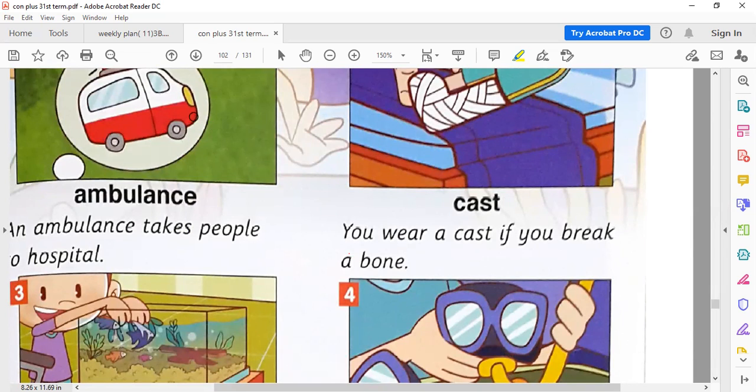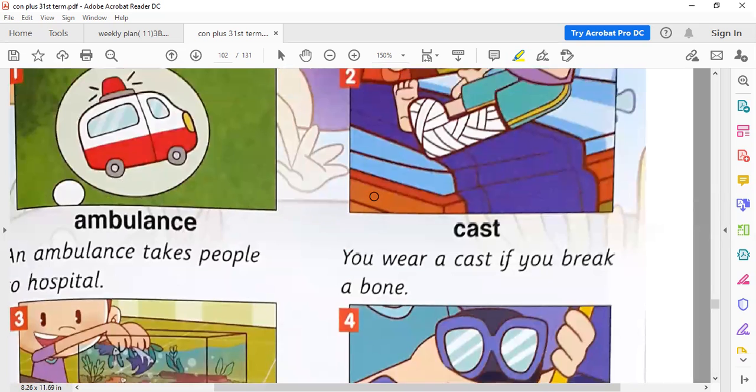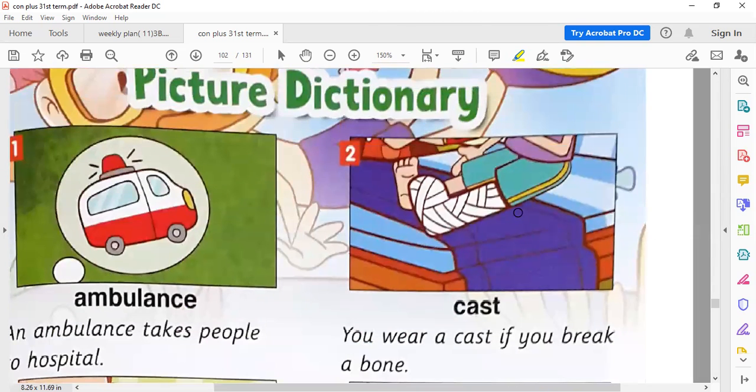Ambulance is a car. Who gets in this car? Healthy people or sick? The sick man. Yes, sick people. That's right. It's a car in hospital. Does this car take people to the fun fair or to the hospital? Hospital. Now look at picture number 2.